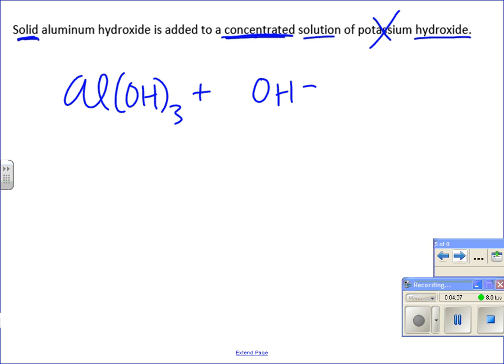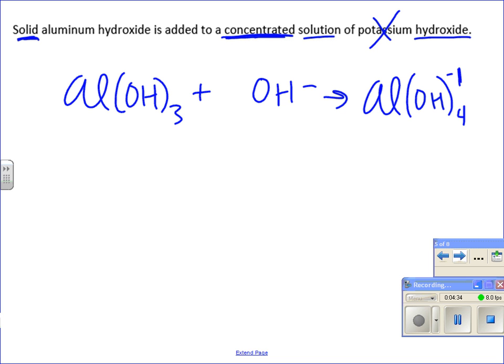The fact that it's concentrated or excess means that you're going to have a complex ion form. And remember when I talked to you about aluminum, aluminum is going to be Al. It's going to form with 4 OHs, and then the overall charge is going to be -1, because aluminum by itself is +3 with 4 OHs, each negative. It'll have an overall charge of -1.